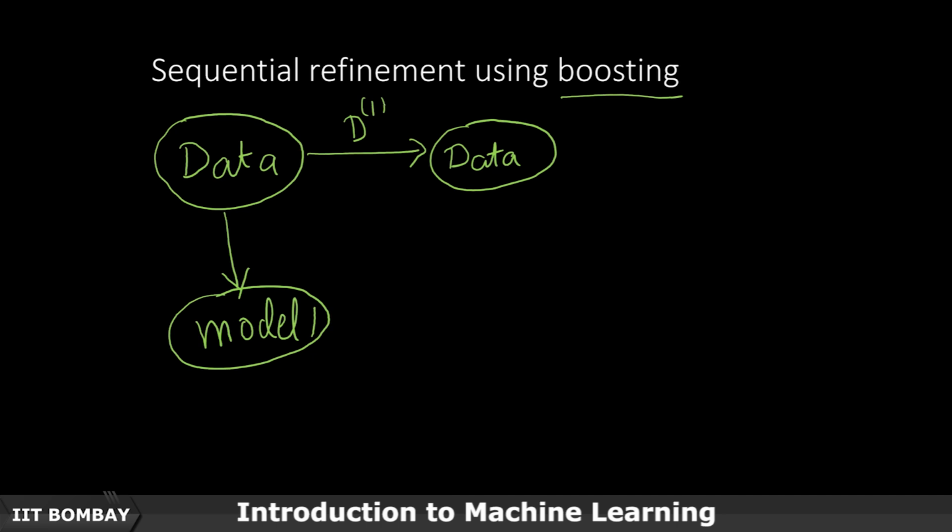Okay. Then we will propagate the weights for the third iteration and so forth, and it can go for multiple iterations. And we will also give the error of model 2, and based on that we will get model 3.